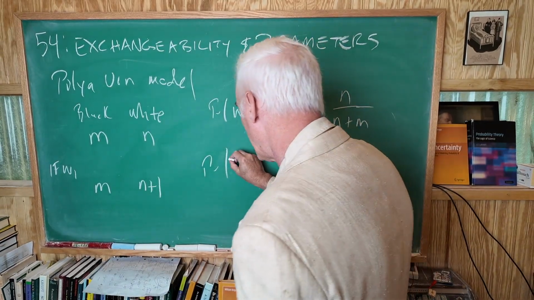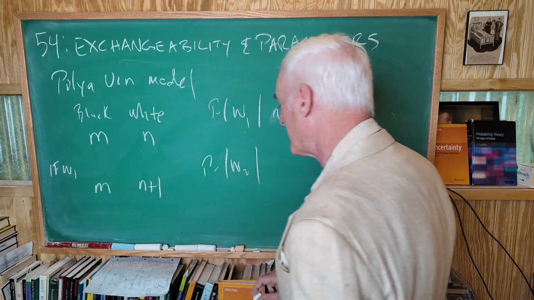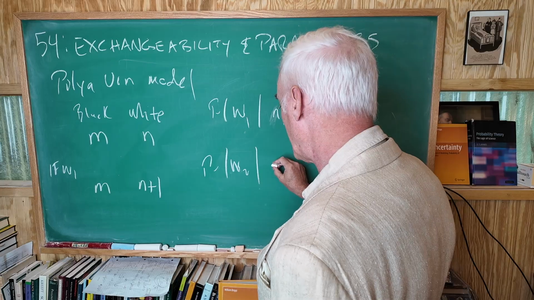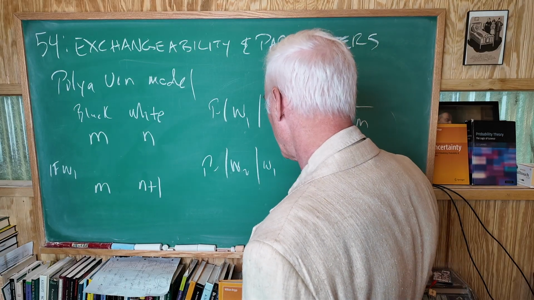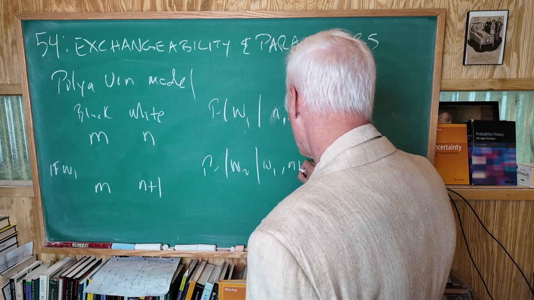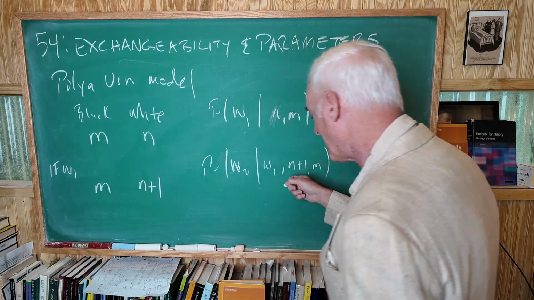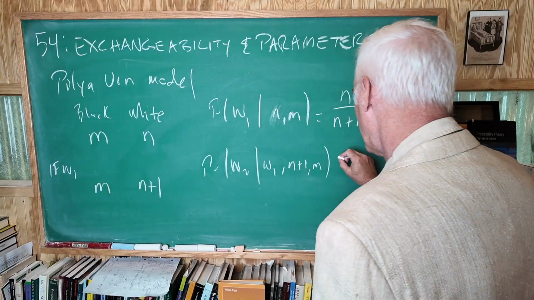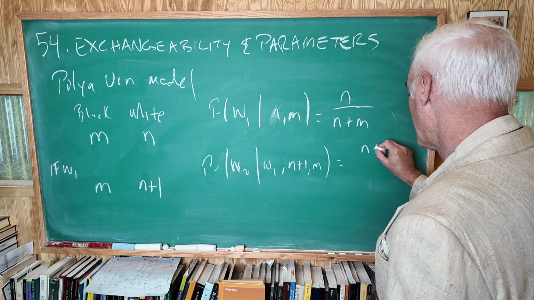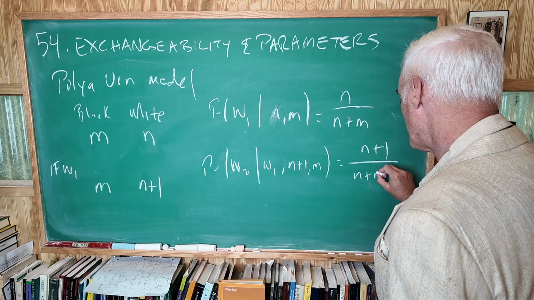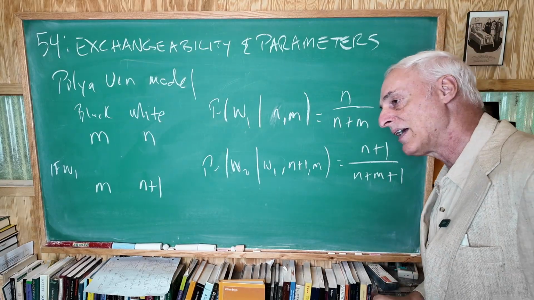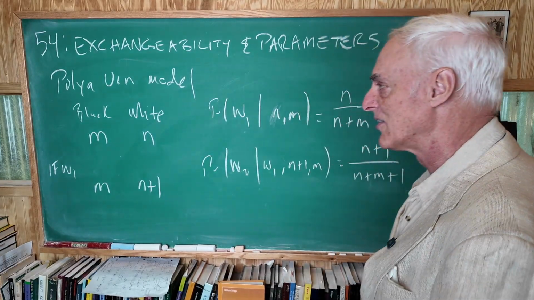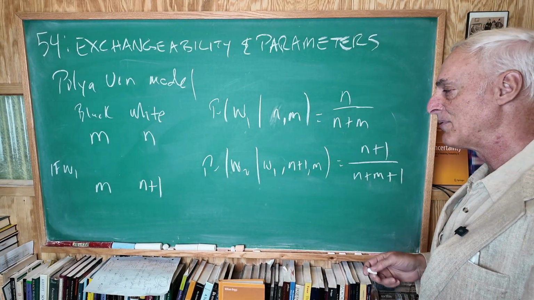So now we can say, given that we want to know what's the probability of a white on the second one, given that we took out a white on the first one, and then there's n plus 1 white balls and m black balls. Well, that's going to be very simple: n plus 1 over n plus m plus 1. And you can go on like this. That's the urn model. But there's some interesting properties of this.